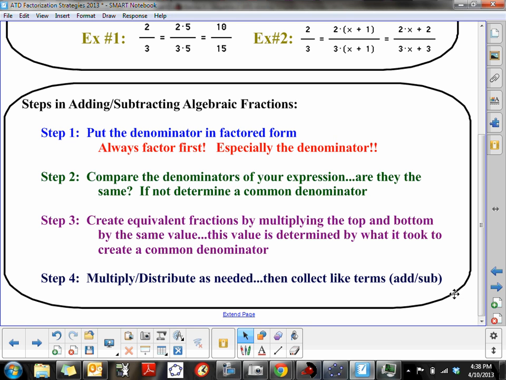So that's a quick review of the rules and the concepts that we're going to review. I'm going to put this in a separate video, and then I'm going to come back and show you some exact examples of them.